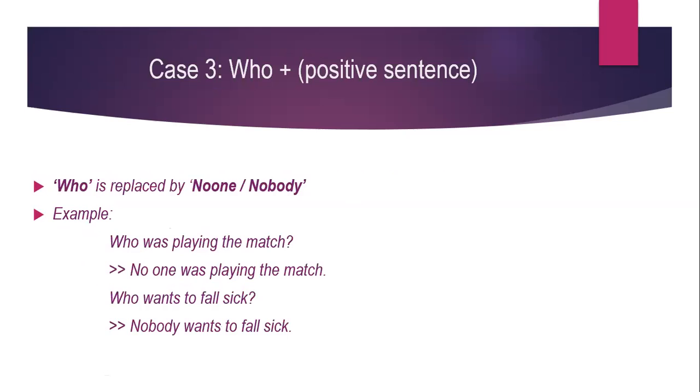Case 3. Who plus a positive sentence. Example, who was playing the match? In these cases, who is replaced by no one or nobody. Therefore, the sentence who was playing the match will be no one was playing the match. Similarly, who wants to fall sick will become nobody wants to fall sick.